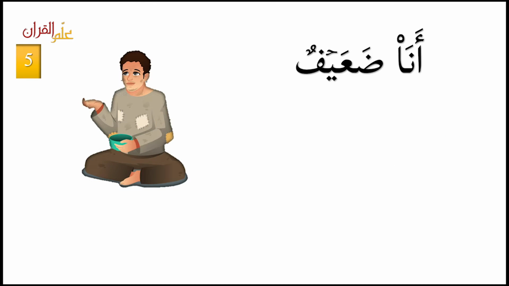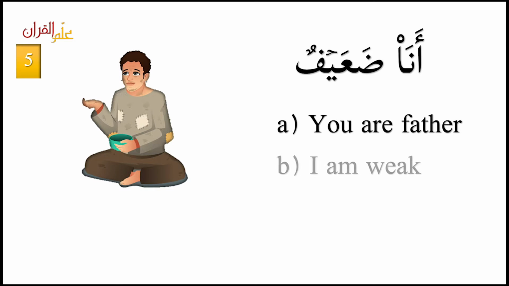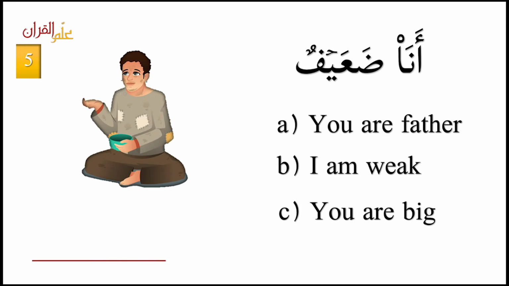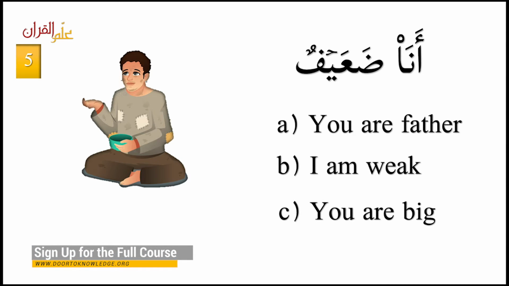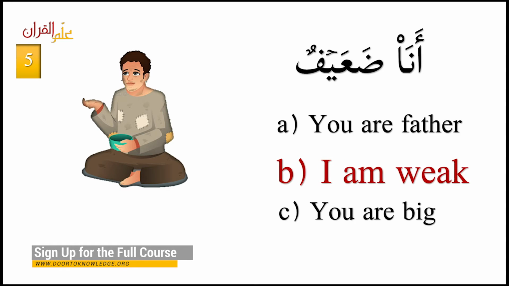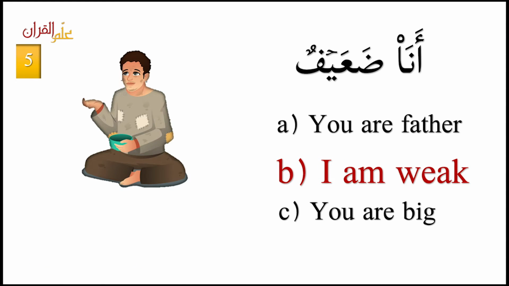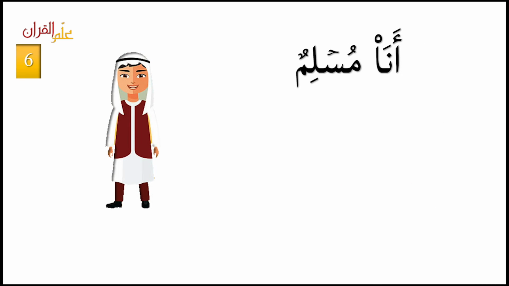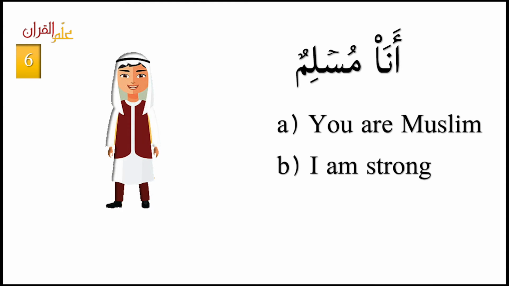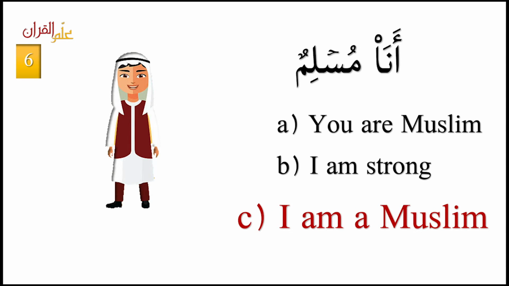Number 5. أنا ضعيف. A. You are a father. B. I am weak. C. You are big. The correct answer is B, I am weak. Number 6. أنا مسلم. A. You are Muslim. B. I am strong. C. I am a Muslim. The correct answer is C, I am a Muslim.